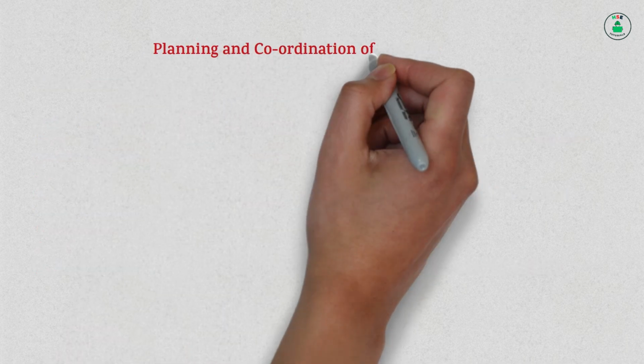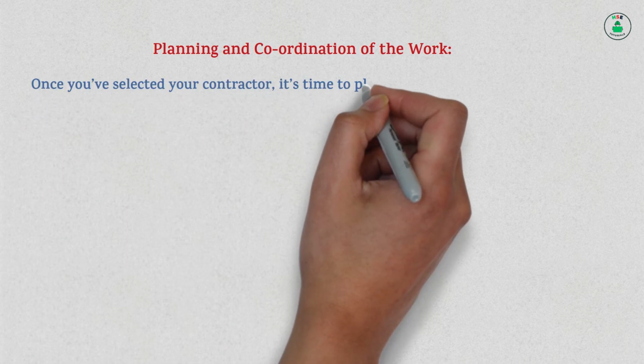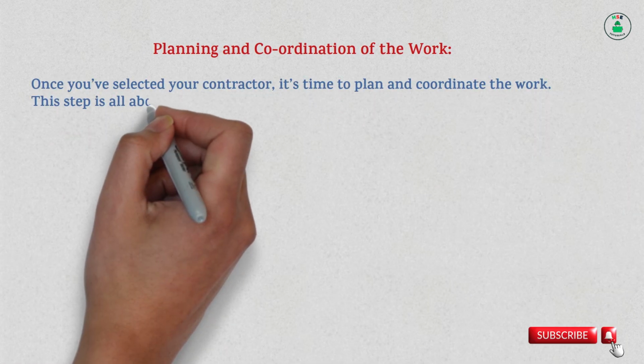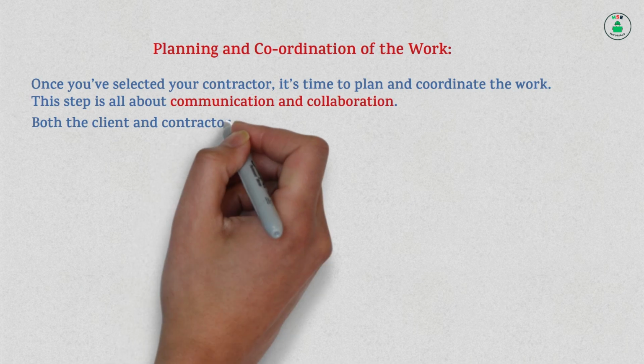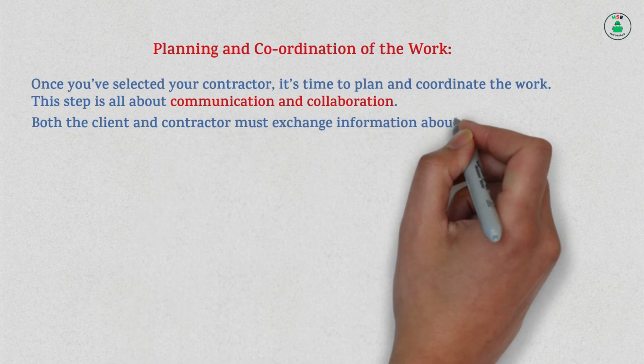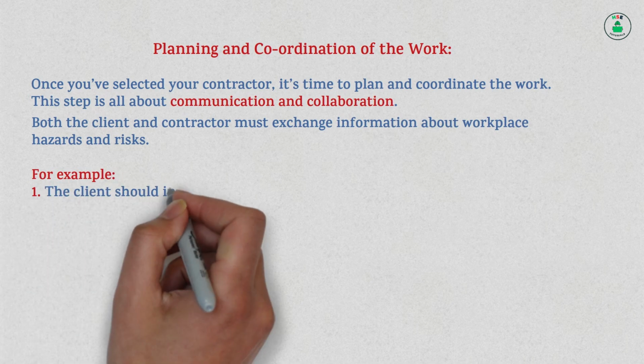Second key area is planning and coordination of the work. Once you've selected your contractor, it's time to plan and coordinate the work. This step is all about communication and collaboration. Both the client and contractor must exchange information about workplace hazards and risks.